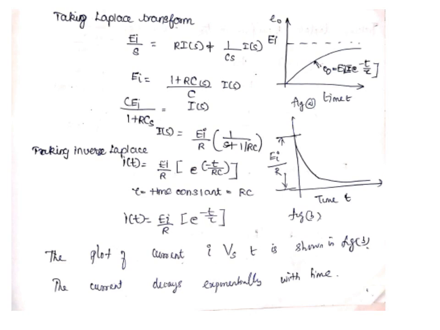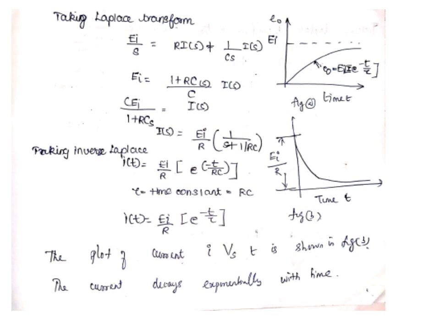Taking Laplace transform, EI by S equal to R into I of S plus 1 by C S into I of S. Then after some simplifications, we get I of S equal to EI by R into 1 by S plus 1 by RC. Then we take the inverse Laplace transform of this equation, using the inverse Laplace transform of 1 by S plus a.